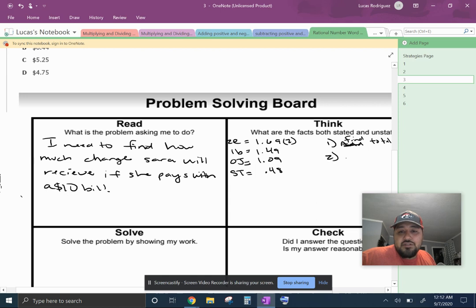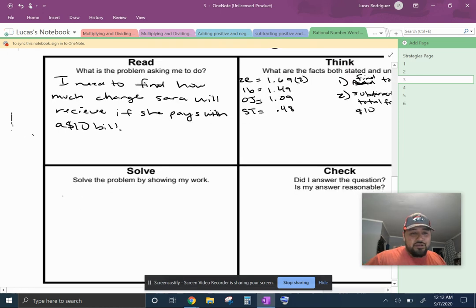The second thing I'm going to do is subtract the total from $10, because she's going to receive change, so the total is going to be less than $10. So if I get anything more than $10, I know I'm incorrect. So the first thing I'm going to do is take this 169 and multiply it times 2 to get my eggs.